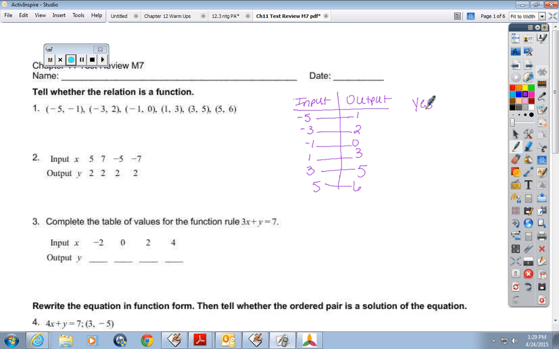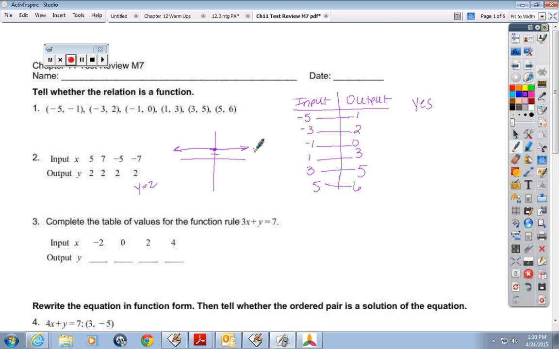Now on this one, same thing. Do we see any duplicate input numbers? No. Now all the outputs are the same, but is that okay? Yeah. This line right here would look like this on a graph, because y equals 2. It doesn't matter what x is. Y equals 2, and that's a horizontal line, which is a function.